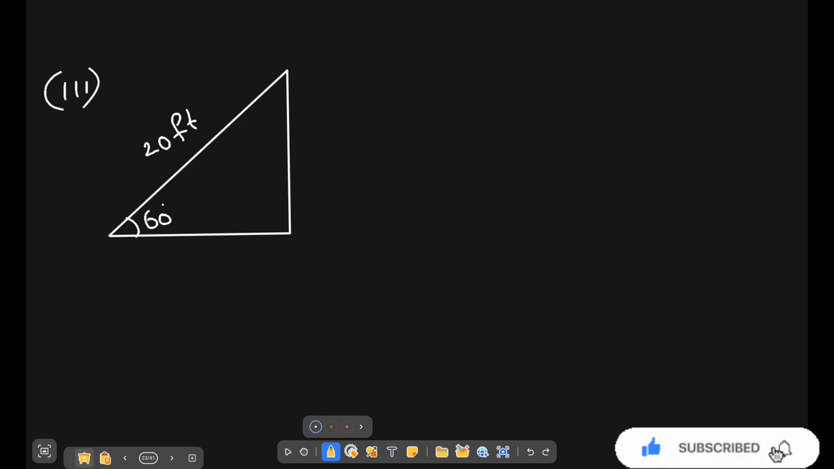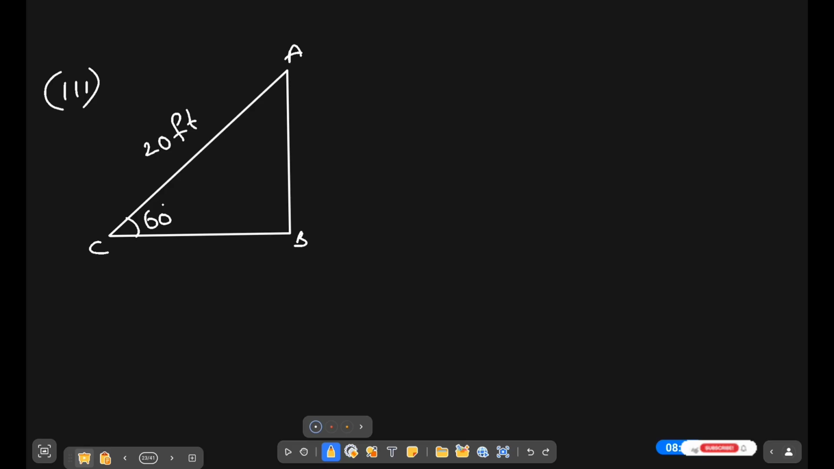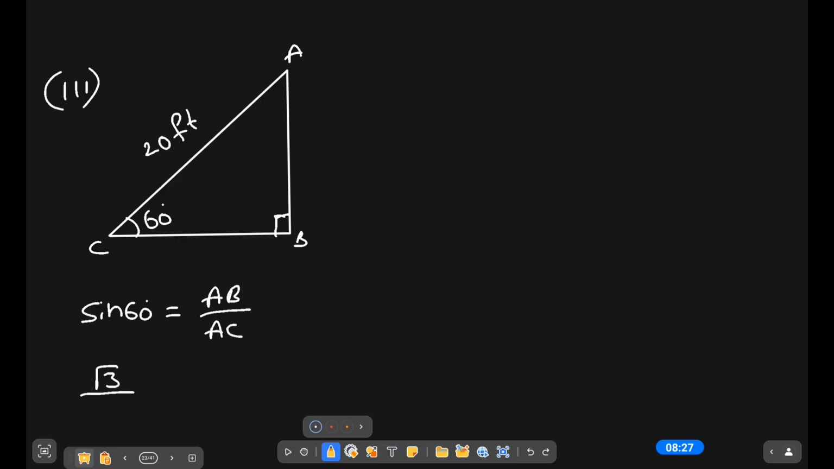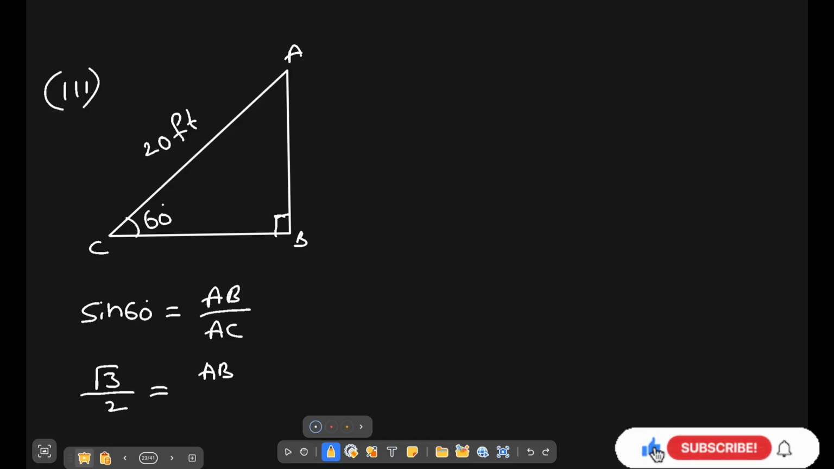Sixty degrees. A, B, C. Now we have to find this AB. For that we need to apply sine 60 degrees. Sine 60 is equal to opposite side AB over hypotenuse AC. Sine 60 is root 3 by 2. AB is what we have to find here. AC is already given, 20.